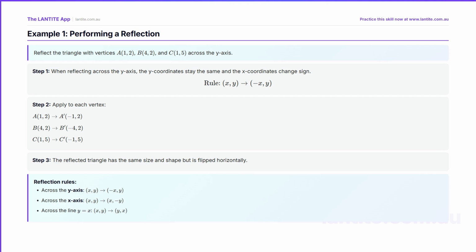There are similar rules for reflecting across the x-axis, where y changes sign, and across the line y equals x, where x and y swap.